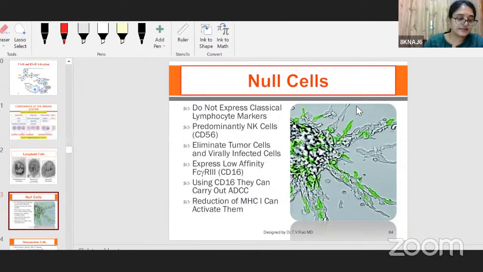So they are known as null cells or natural killer cells. These cells can actually kill some tumor cells. They make up about 5 to 10% of the lymphocytes present in human peripheral blood, and they have only a limited range to kill the target tumor cells. These molecules are products of MHC I, that is major histocompatibility complex 1.